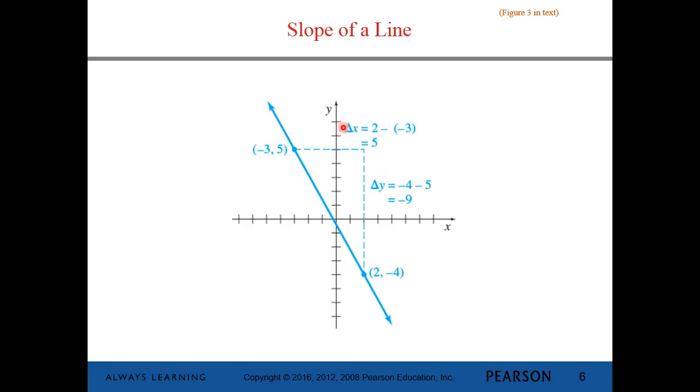My change in x is 5. So delta x, that's the Greek letter delta. So my delta x, which means change in x, is 5, and my change in y is negative 9. Okay, so how is the slope of the line changing? Well, for every 5 units to the right, I'm going to go down 9 units to get to the next point on the line.